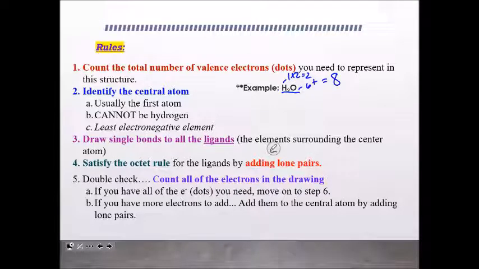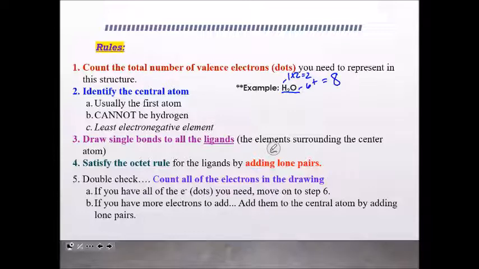Now, the second thing is we have to identify the central atom. Which one goes in the center? Now, of course, this applies to anything that has more than 2 atoms. Anything with just 2 atoms, you're just going to attach together, right? Does that make sense? Because there isn't really a central atom if you only have 2 things that go together. But if you have 3 things, then that means one has to be in the middle.